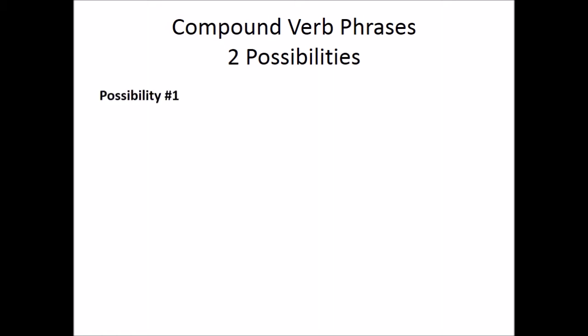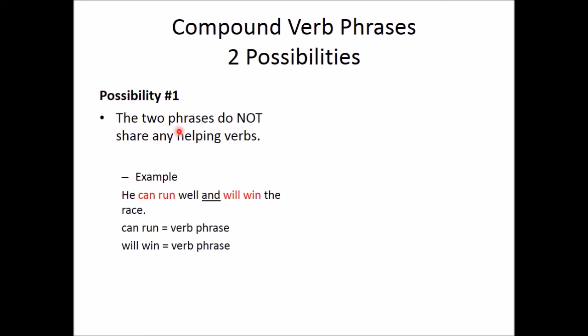Okay, first, you can have 2 verb phrases that do not share any helping verbs. So here's an example of that. You've got, he can run well and will win the race. Can run is a verb phrase. Run is the main verb, can is the helping verb. Will win is also a verb phrase. Win is the main verb, will is the helping verb. These 2 verb phrases, can run and will win, are compound, because there are 2 of them and they're joined with the coordinating conjunction and, but they each have their own helping verb, can and will.